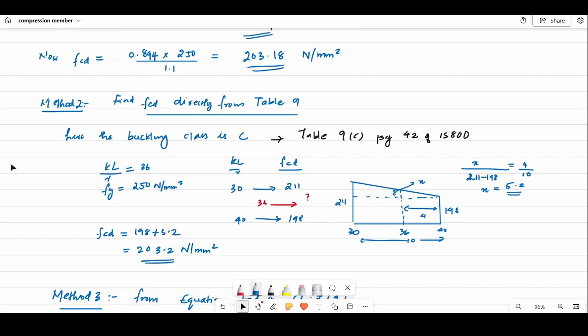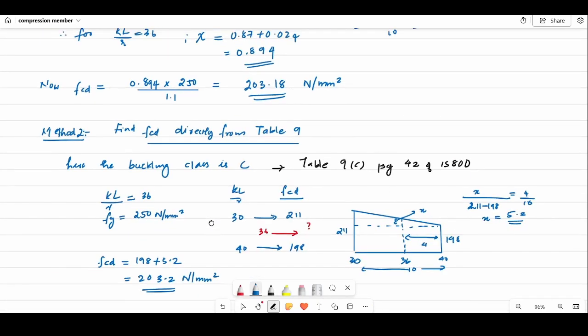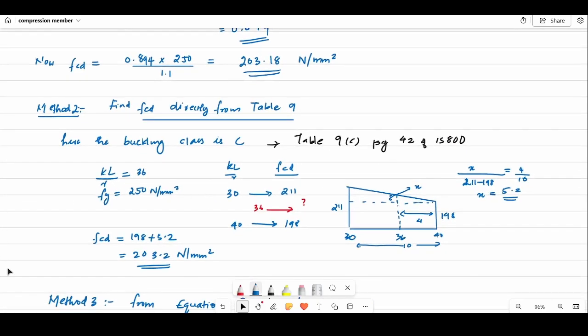Our buckling class, what we have found, was buckling class C. So we have to go to Table 9C on page number 42 of our IS 800, and corresponding to our yield stress, which is 250, and the slenderness ratio, which is 36, we have to find the value of the design compressive strength. For 30 it was 211, and for 40 it was 198, and using interpolation we finally get the design stress as 203.2. Both methods are found to have similar values.